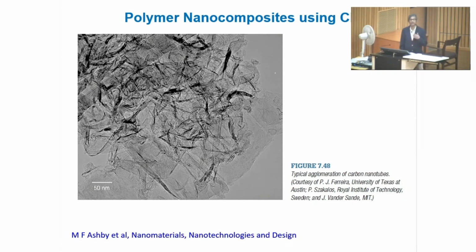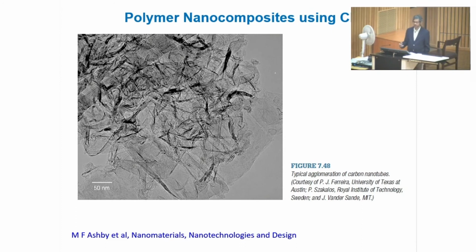So, that can be done, or you can have shear mixing during the mixing process, or you can have surface tension assisted processing also. Different kinds of techniques can be used. This is a typical picture of agglomerated carbon nanotubes. This is taken from the work of P.J. Ferreira et al. from MIT. I am just using this picture from Michael Ashby's book. So, I acknowledge both of them for the use of this picture for the class.